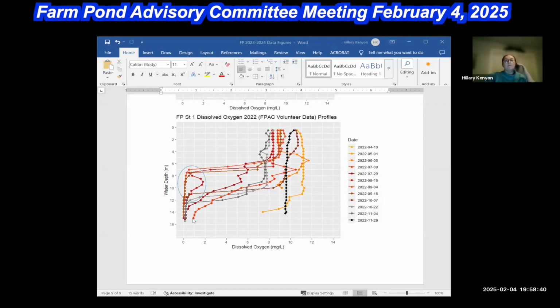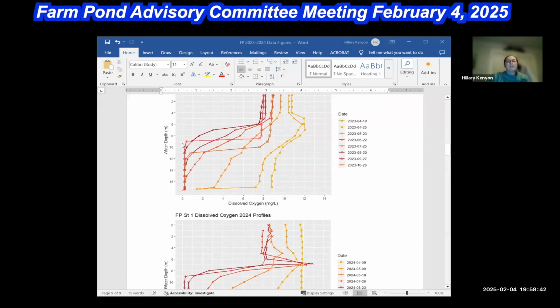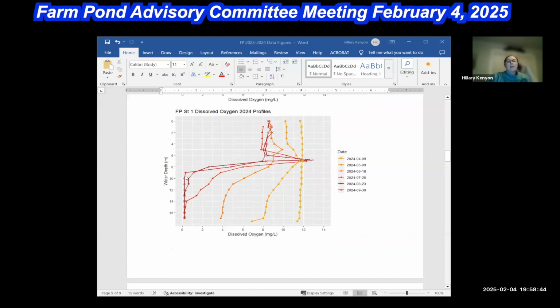But I think that it being so shallow compared to other years had pushed the anoxic boundary into the thermocline. And basically you had the lower metalimnion being anoxic, which would increase the availability of those deep water nutrients to cyanobacteria.